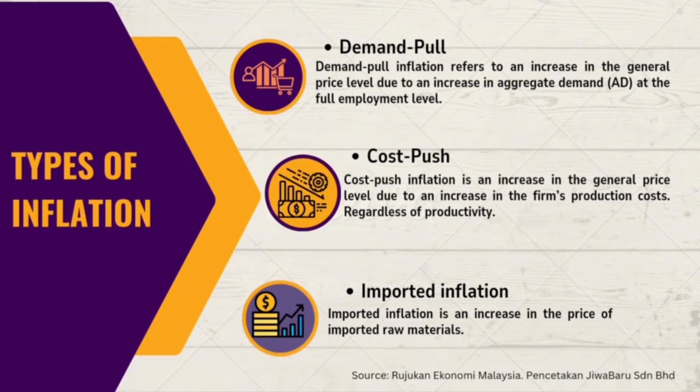For inflation, we have three types. The first type is demand pull. Demand pull inflation refers to an increase in the general price level due to an increase in aggregate demand, or AD, at the full employment level. The second one is cost push. Cost push inflation is an increase in the general price level due to an increase in the firm's production cost regardless of productivity. And the last one is imported inflation. Imported inflation is an increase in the price of imported raw materials.